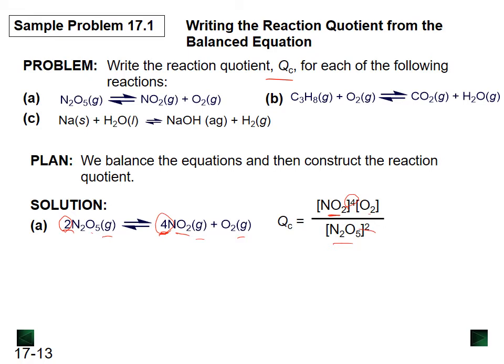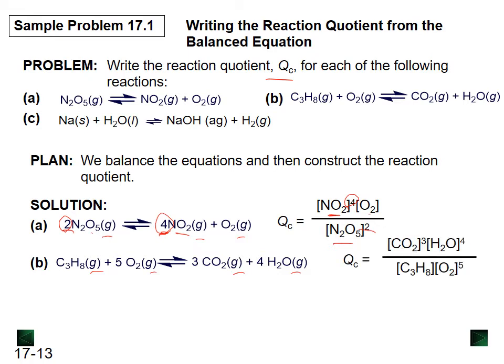Let's look at the second reaction. Again, balance the reaction. This is the balanced second reaction. Because all of them are gas phase, they are all included in the Q. So product divided by reactants: product CO2 to the 3rd power, and water to the 4th power, divided by C3H8 times oxygen to the 5th power.